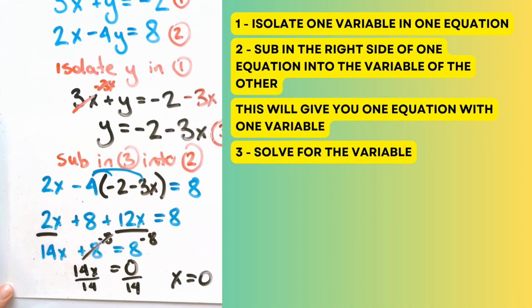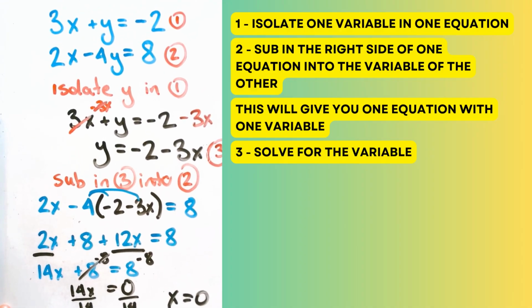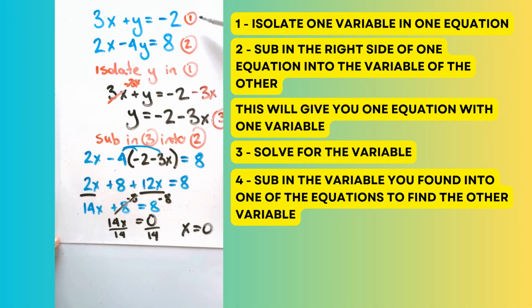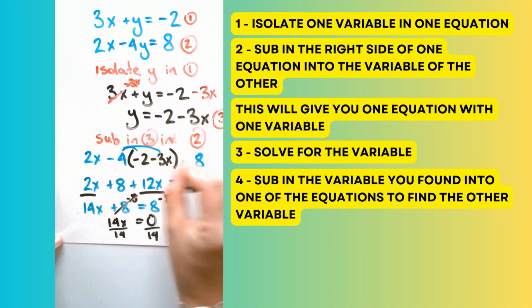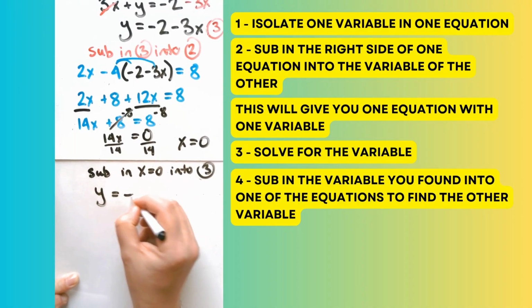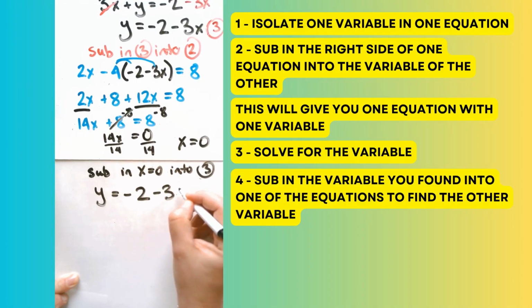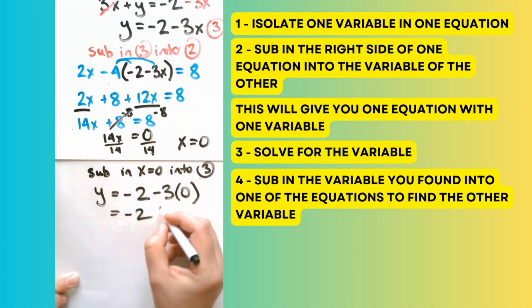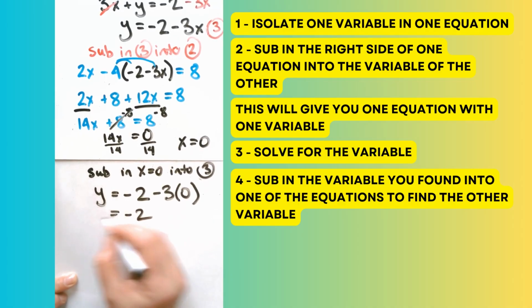Okay, so I got one of my variables. And now I need to plug it back into one of the equations in order to find my y. It doesn't matter, you could choose 1 or 2, but the equation I'm going to choose is 3 because in this case, I already have the y value isolated. y equals negative 2 minus 3x, where x is 0. Simplify, so negative 3 times 0 is 0. And so y equals negative 2.